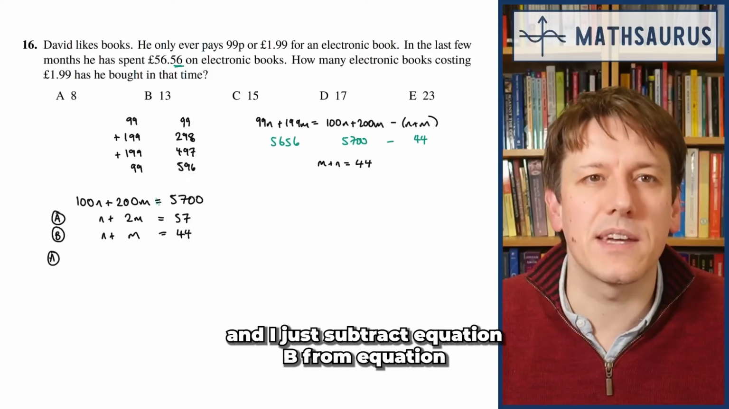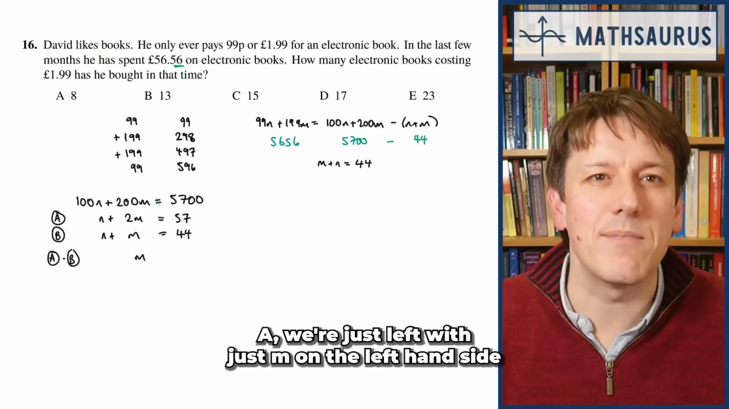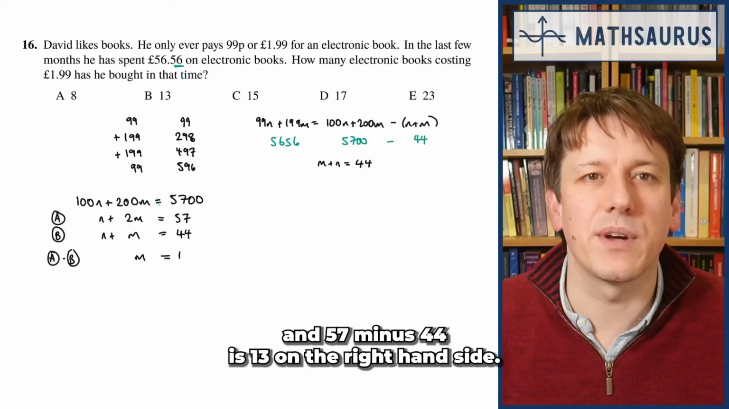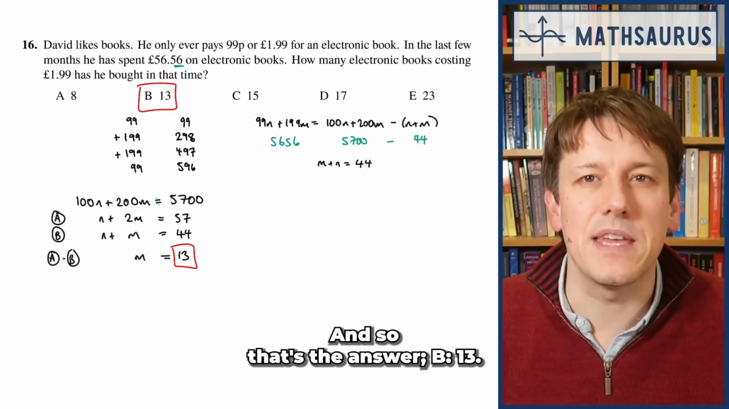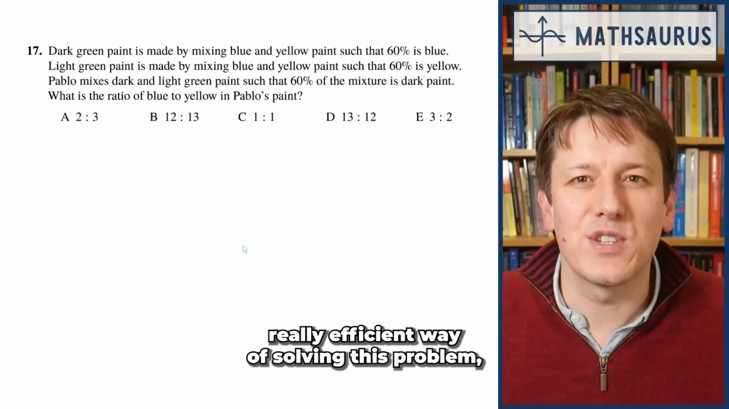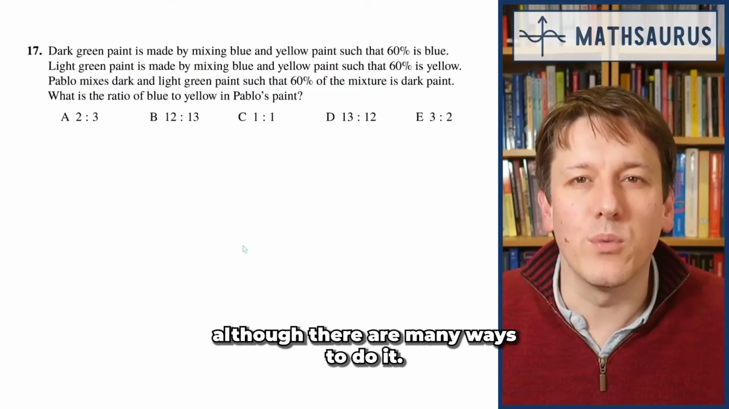If I call them a and b and I just subtract equation b from equation a, we're just left with just m on the left hand side, and 57 minus 44 is 13 on the right hand side, and that's actually the answer to this question, because m was the number of £1.99 books, and so that's the answer, B, 13. I think I've got a really efficient way of solving this problem, although there are many ways to do it.